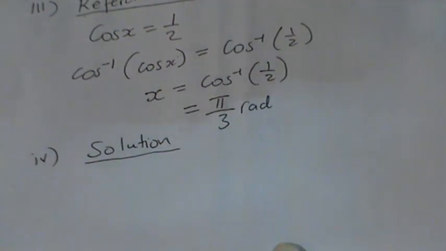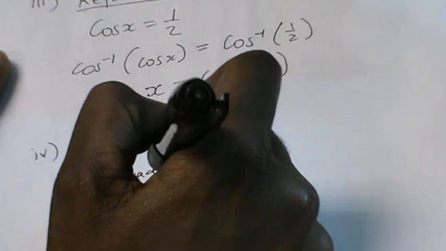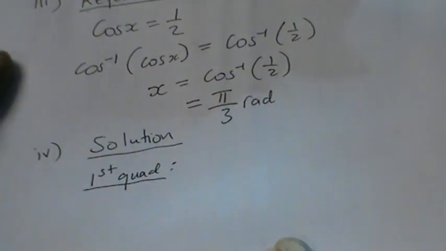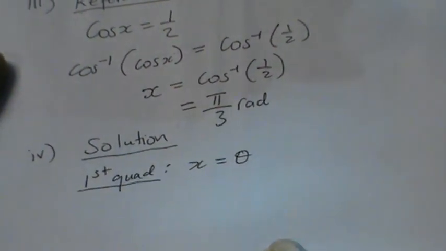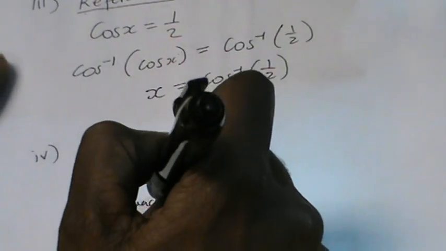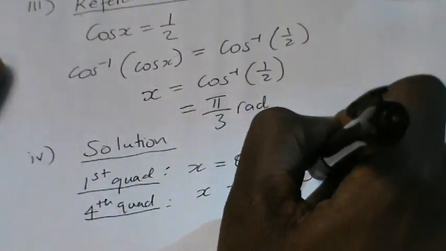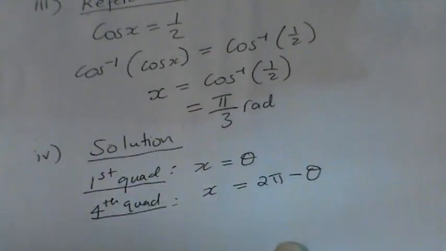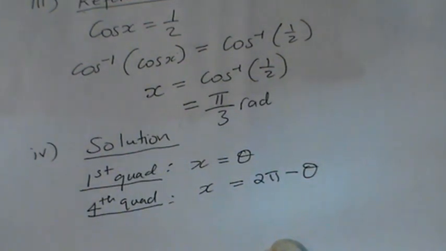So x will be in the first quadrant and x will be in the fourth quadrant. In the first quadrant, x is just equal to theta, which is the reference angle, because my reference angle is always in the first quadrant. And in the fourth quadrant, we said x is equal to 2 pi minus theta. That is the definition. An angle in the fourth quadrant, we rewrite it as 2 pi minus theta. Or if we're measuring in degrees, we say 360 minus theta.